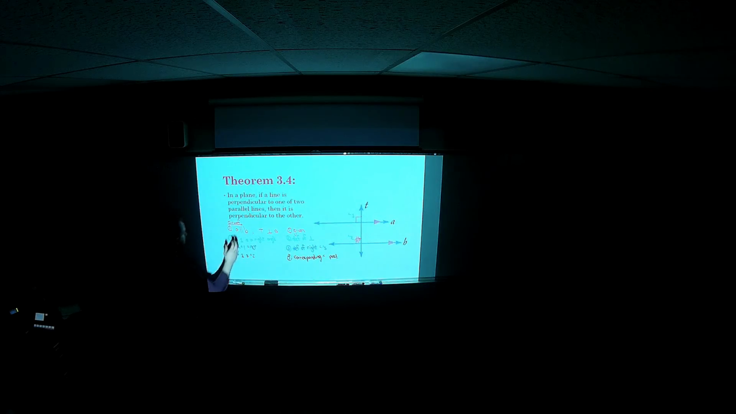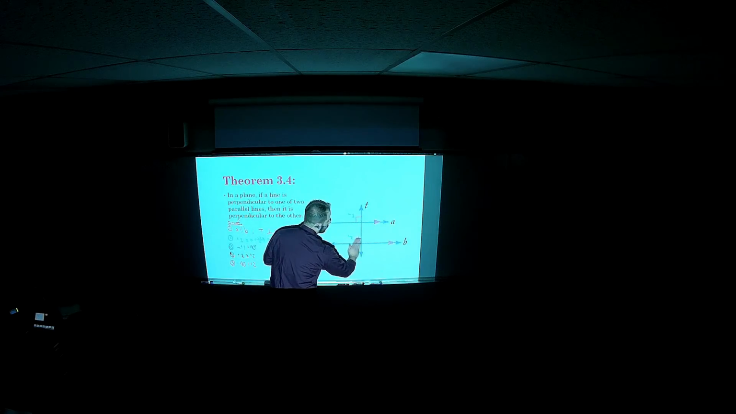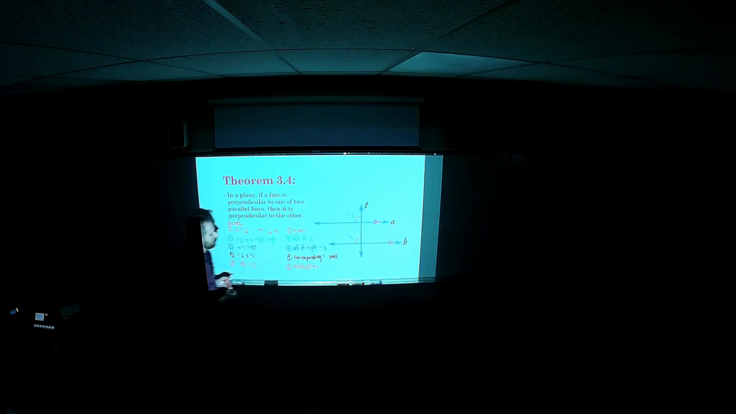Those are equal. So if those angles are equal, then I can do a quick substitution. I can plug this 90 into here. And that's basically where this proof goes. And that's what I want to show. Right? So, 90 is equal to angle 2. Because I substituted that in there. That's substitution. And that's what I'm trying to prove. I'm trying to show that it is actually perpendicular to the second line as well. That this had to be a 90-degree angle.